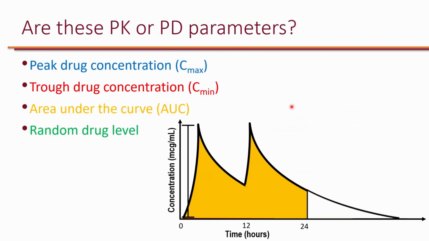Here are some important parameters to know. On the horizontal axis, we're looking at time, and on the vertical axis, we're looking at concentration of drug.